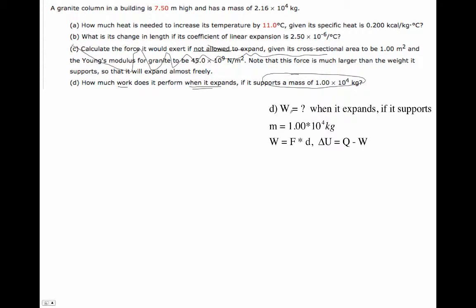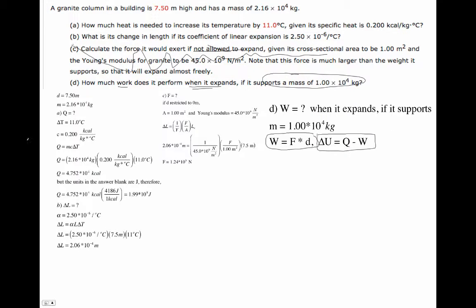So yeah, I'm hunting for work. I got a mass. I got 2 formulas here for work. I know the old guy from last year, work equals force times distance. And I got this new and improved version, delta U, the change in internal energy, is Q minus work. Now, I'm looking back at the stuff that I've already done, and I've got a Q, but I don't have any internal energy. I've got a distance. The distance would be how much it expands. So I've got this distance here.